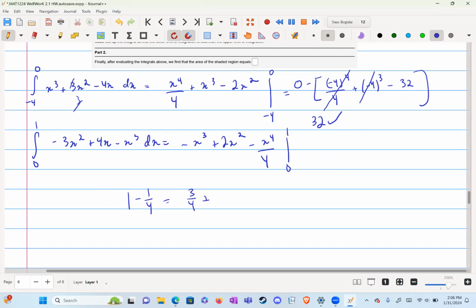And that 32, to get 32 with respect to 4, we multiply by 4, and that gives us 128 over 4, which is just 131/4, and that is our answer to question 6.